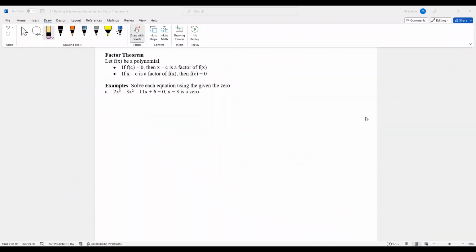For the rest of 2.4, we're talking about the factor theorem. The factor theorem states that if you plug c into the function and you return 0, then x minus that value c must be a factor of the function. And inversely, if x minus c is a factor of the function, then you should be able to plug c into the function and get back 0.